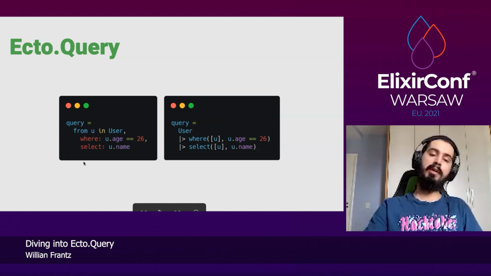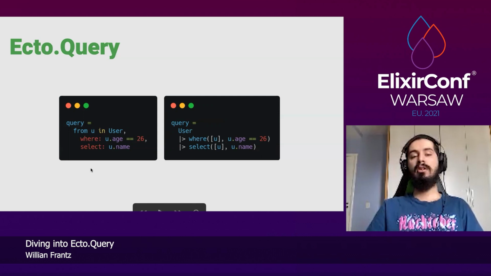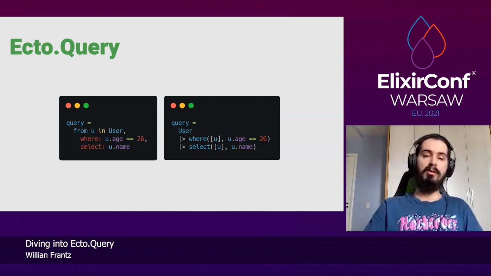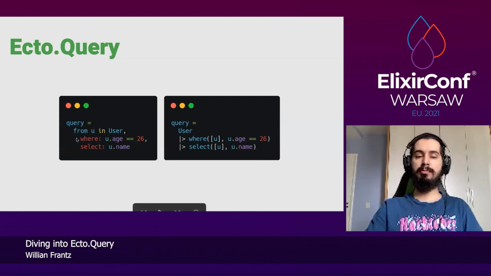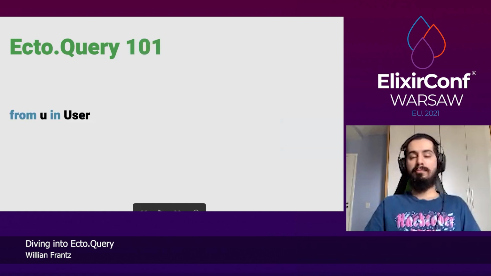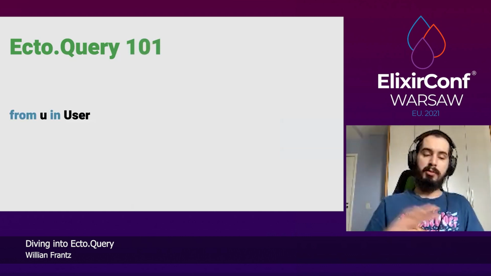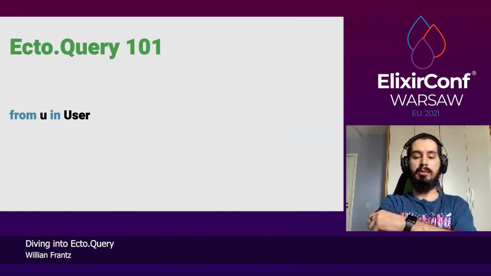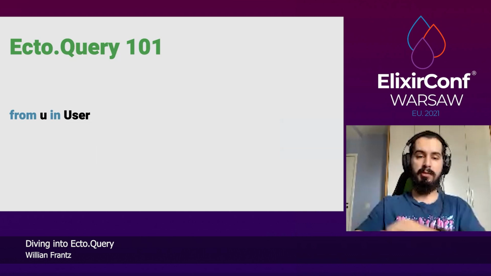Here on the left, we have the same query, but built using the keyword-based query. So we have a functionality called from, and we want to select the name of all the users that are age 26 from the users table. And well, for the rest of this talk, we're going to use some examples based on the keyword syntax. So we're not going to cover more about pipe-based.